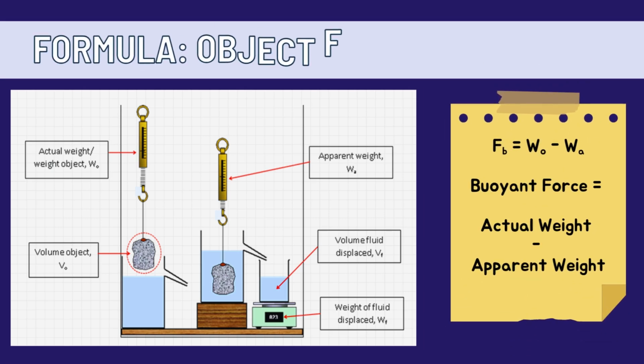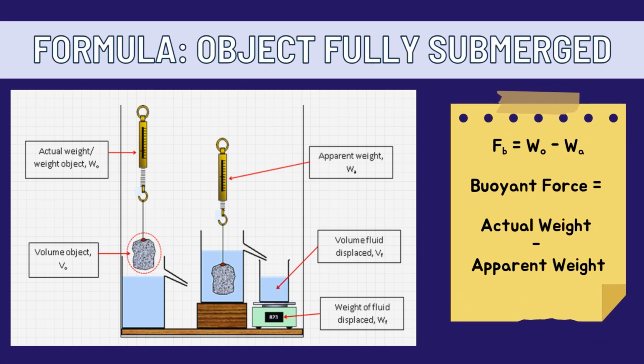Another useful way to calculate buoyant force is by using weight measurements. When an object is submerged, its apparent weight is less than its actual weight. The buoyant force can be calculated as Fb equals Wo minus Wa, where Wo is the actual weight of the object. Wa is the apparent weight in the fluid.